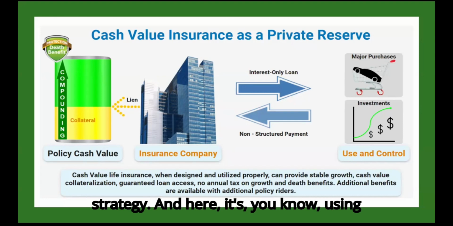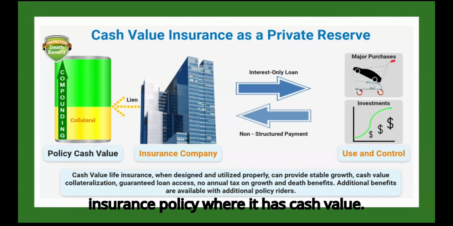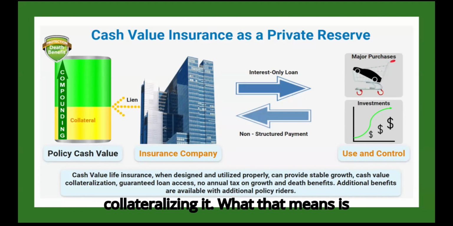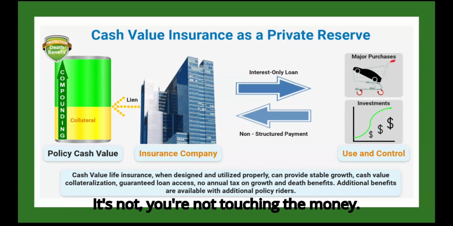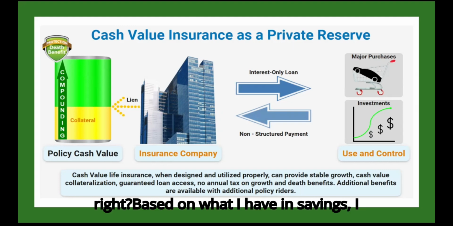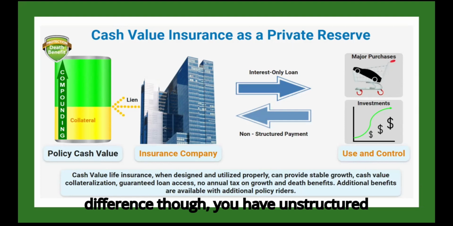And here it's using a properly structured whole life insurance policy where it has cash value. So the money that you're saving, you are collateralizing it. What that means is that money is up for collateral. You're not touching the money. You're saying, hey, life insurance company, I want to borrow your money based on what I have here in cash value, right? Based on what I have in savings, I want to take a loan against this, right? It's collateralized.